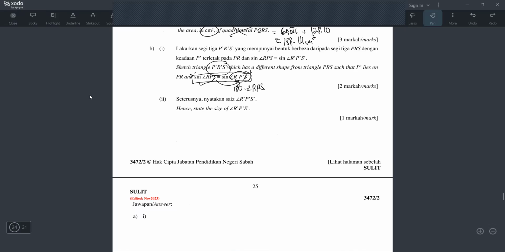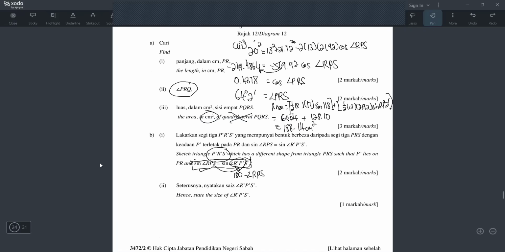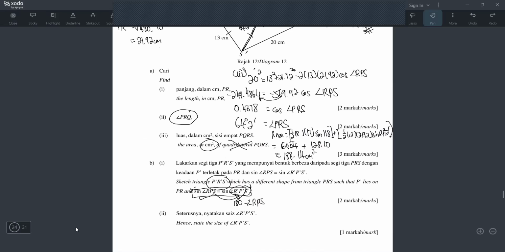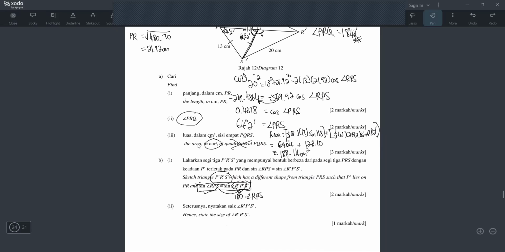Okay, now they say sketch the triangle. So did they give me any answer space to sketch? Okay, they didn't give me. So okay lah, I'll just sketch it myself. I'll just sketch it here. Okay, let's make it smaller. Okay, let's just sketch it here lah. All right, so for B question 1, I will just draw it here lah.